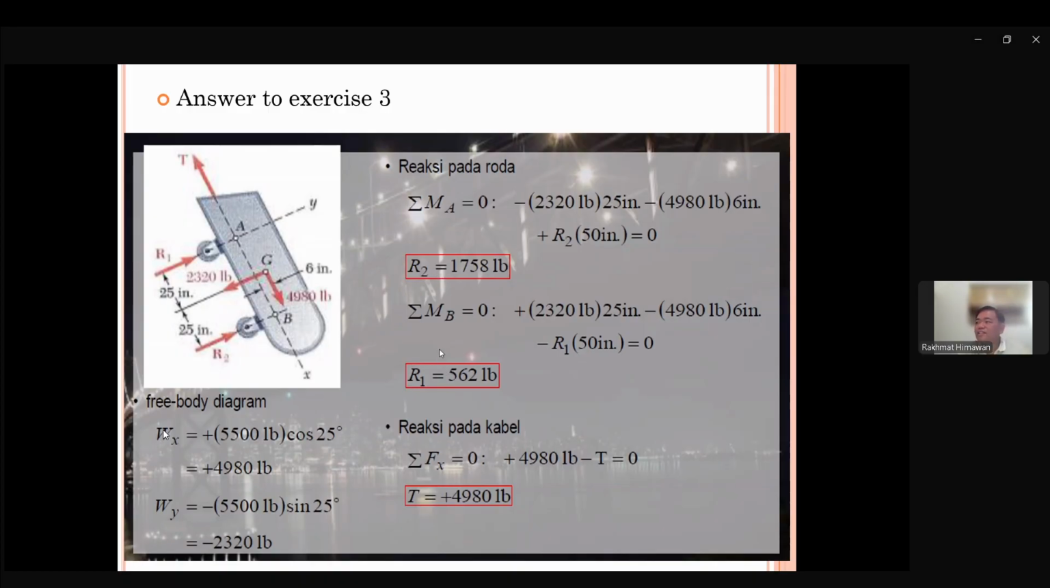You can see that the R2 is the one that needs to withstand the most, because this is much heavier, more than 3 times, or around 3 times of R1.